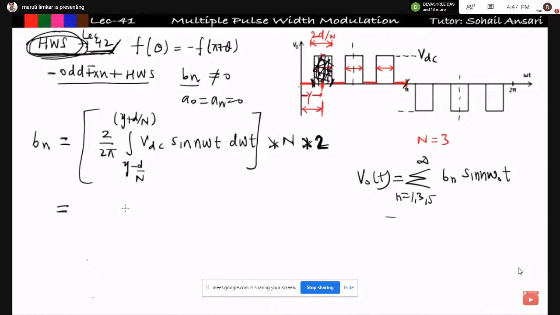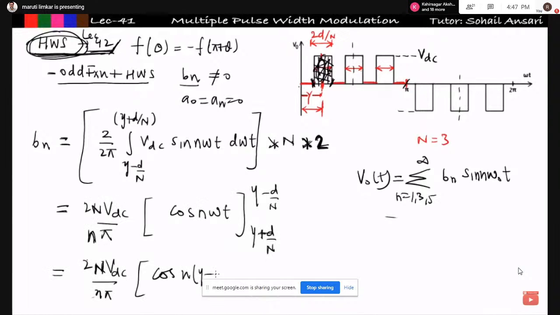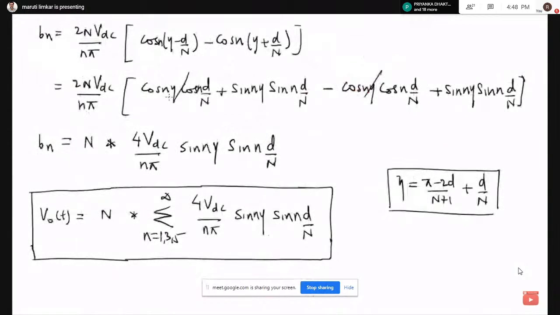Now solve this expression. It will be equal to cos n (gamma minus d by n) minus cos n (gamma plus d by n). Now do the mathematics. It will be equal to 2n VDC upon n pi. Now you can manipulate this: cos (a minus b) is cos a cos b plus sin a sin b, and cos (a plus b) is cos a cos b minus sin a sin b. If you do this, then cos n gamma and cos n d by n will get cancelled out. Overall, you will get 2 sin n gamma into sin n d by n.